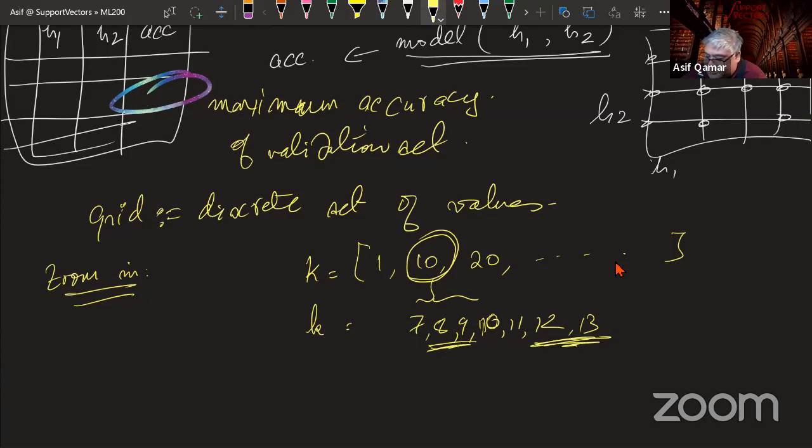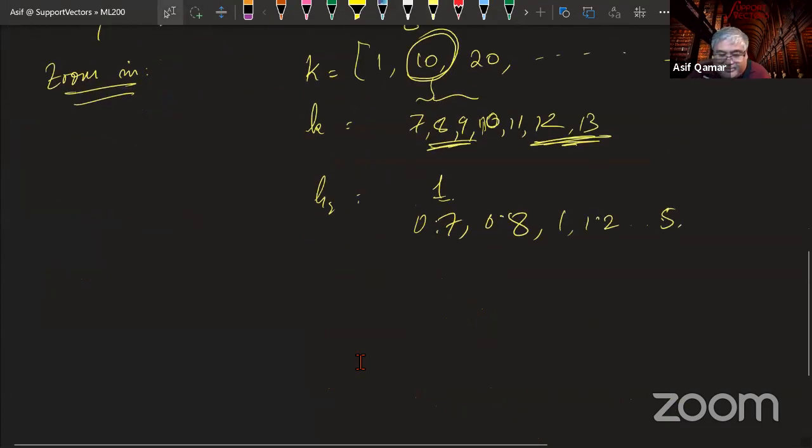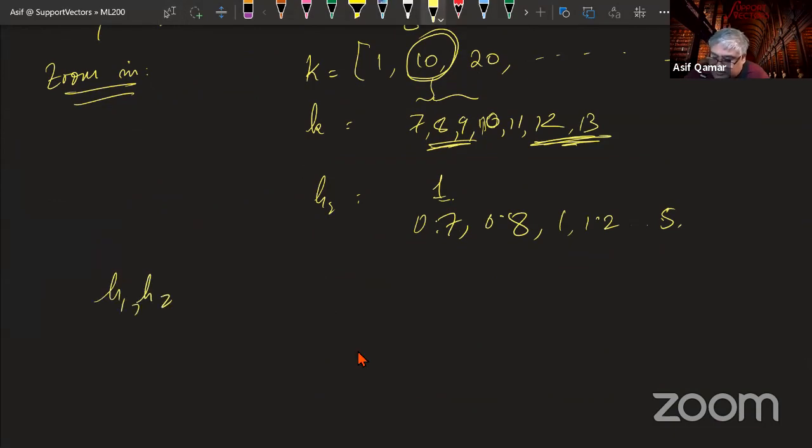In the same way, suppose you find out that for the other one, H2, the best value was 1. So what can you do now? You can search in the vicinity of 1. Try out whether 0.7 is good, 0.8, 1, 1.2, or something like that. You can zoom in and try out local values till gradually you find the best value of H1 and H2, right?